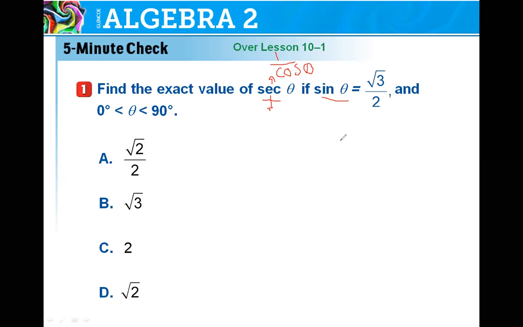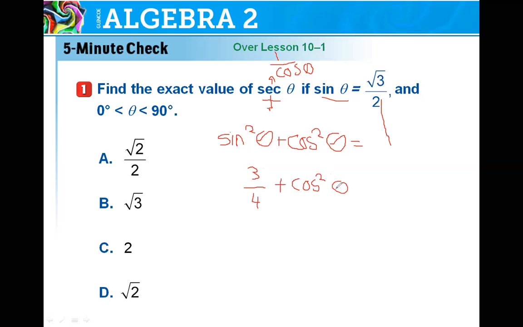Now I need the relation between sine and cosine. Sine square plus cosine square is equal to 1. So sine square theta plus cosine square theta equals 1. Sine square will be square root 3 over 2 all squared, power 2, which means 3 over 4, plus cosine square theta equals 1.